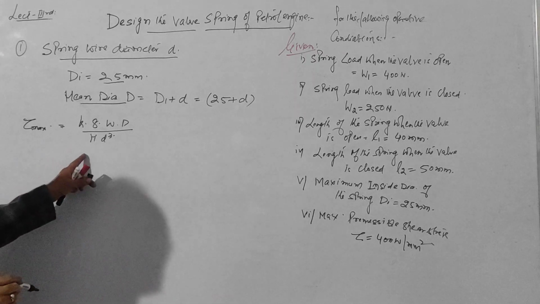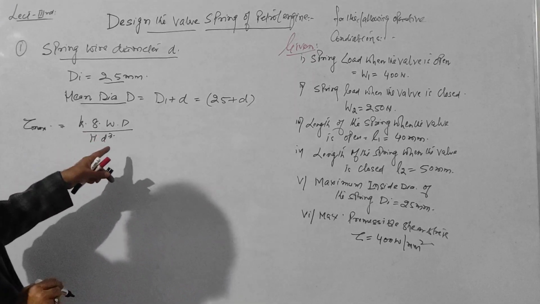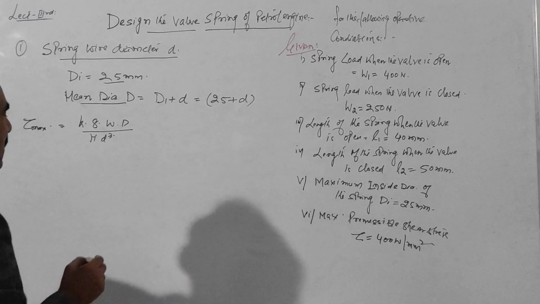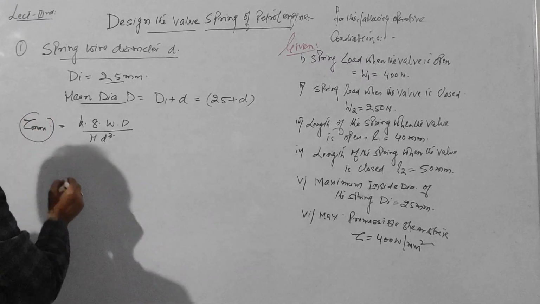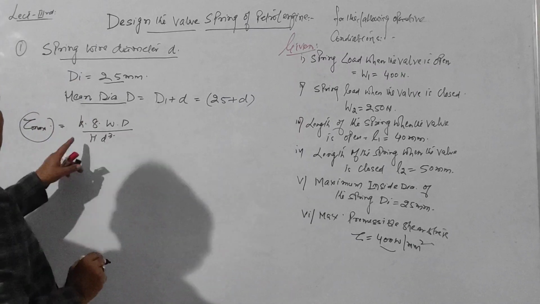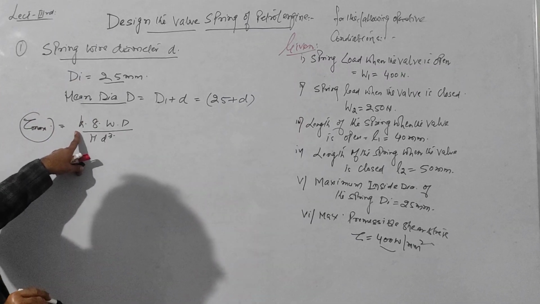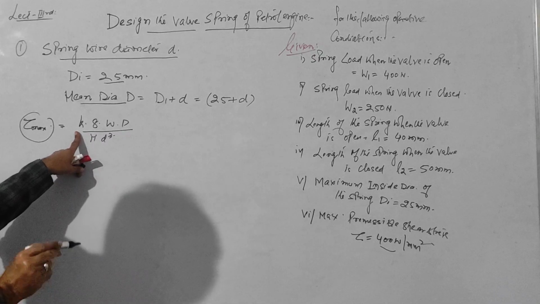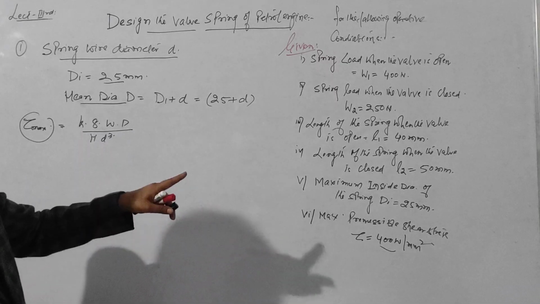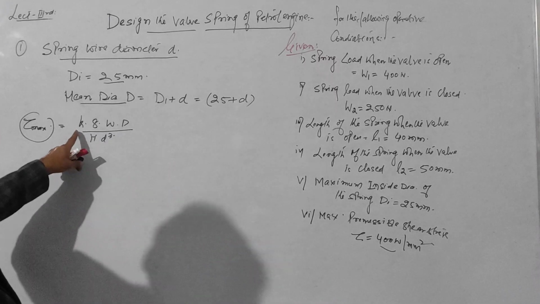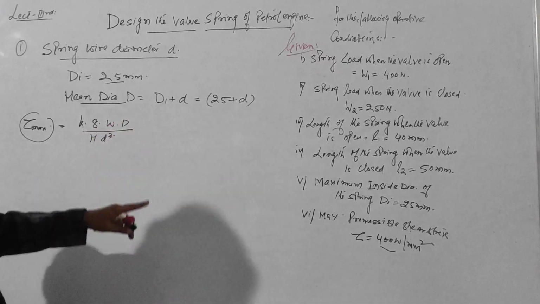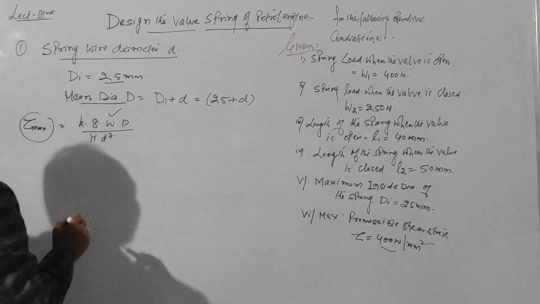Now, can we use this formula to calculate the diameter of the spring wire? No doubt, tau max is given here, right. The value of the Wahl stress factor K can be calculated, but here we will be unable to calculate this because we don't have the value of the spring index here. So, K ki value hum calculate nahi kar sakte. 8W aapko diya hai, this is the maximum load, so this is given in the problem.